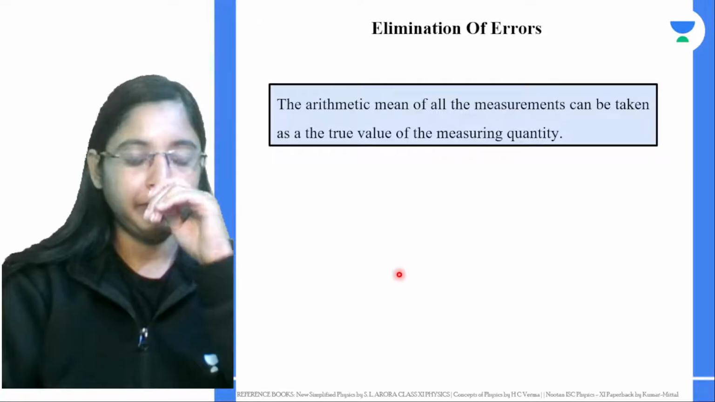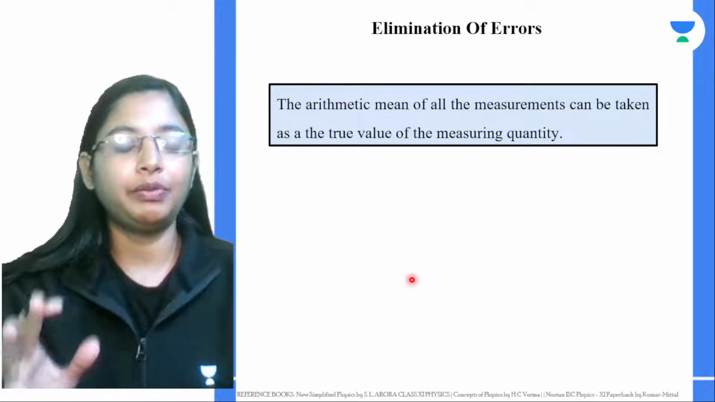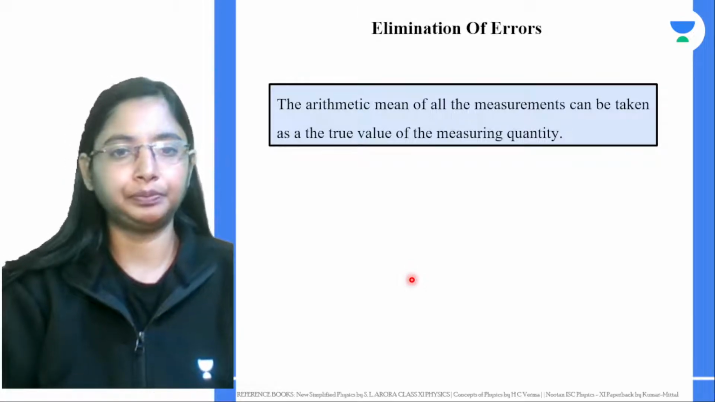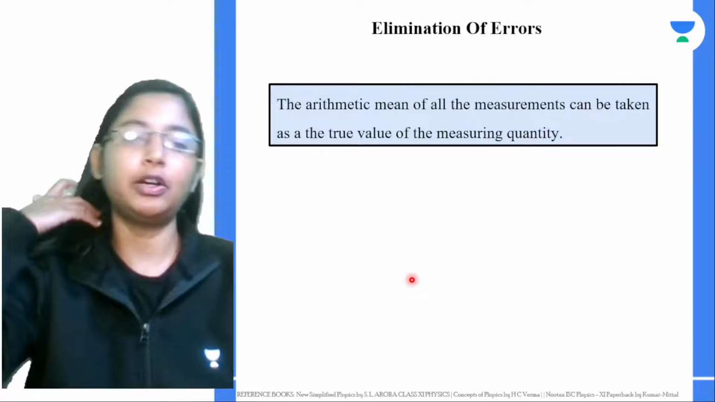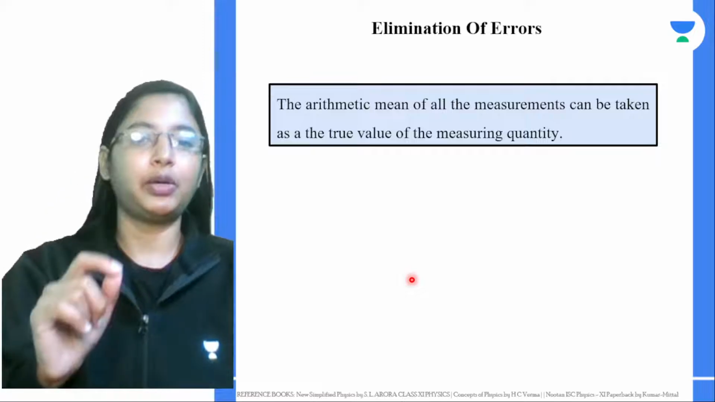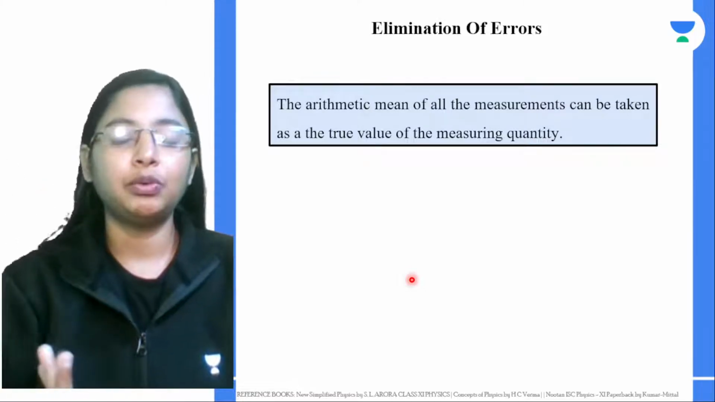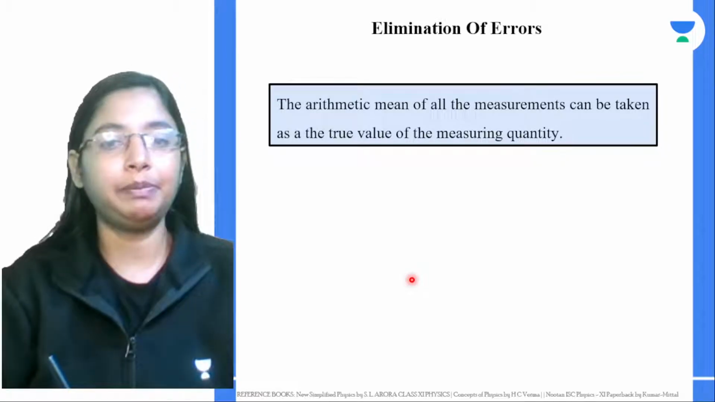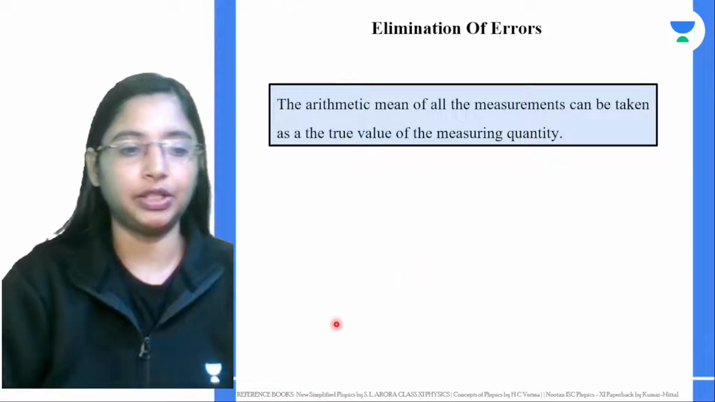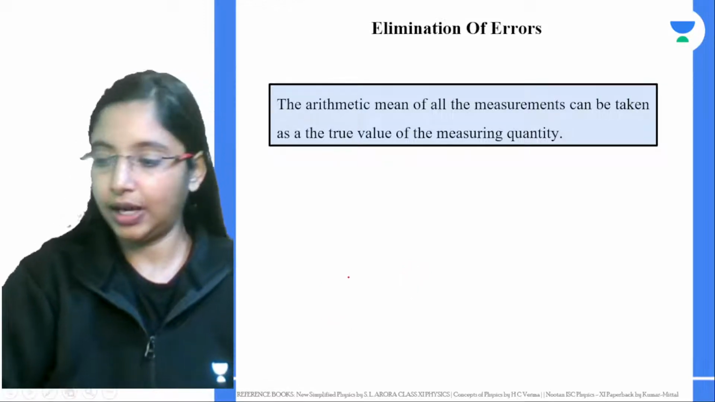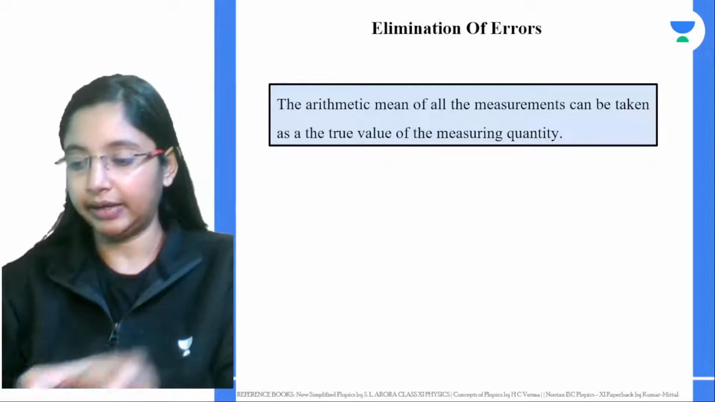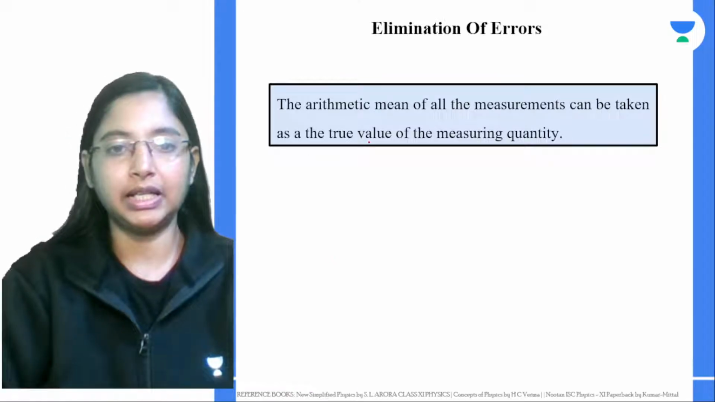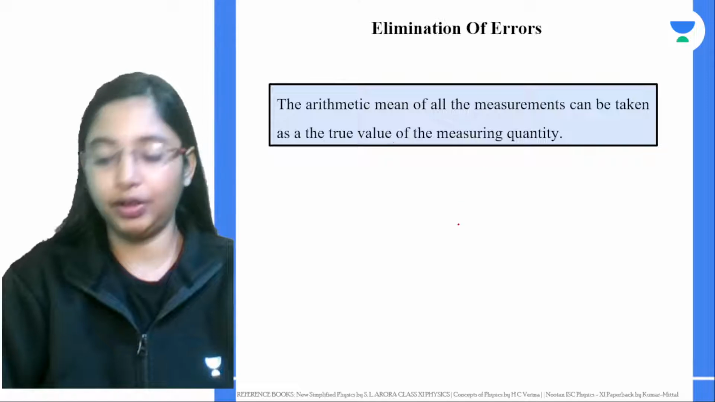Now, how do we eliminate errors? Because there might be error, every time you take a reading, let's say you are trying to find the period of oscillation of a pendulum, you don't just take one reading. You take multiple readings. If you want to find the resistance in an electrical circuit, you take multiple values and you take the mean of them. Whenever you want to eliminate error, the arithmetic mean of all measurements can be taken as the true value of the measured quantity.